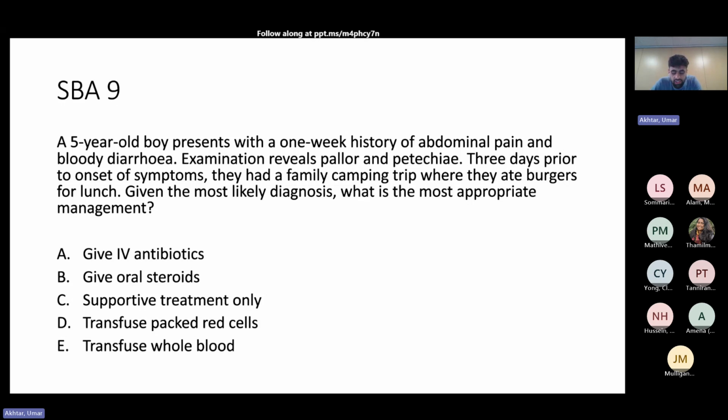What this is basically, is a condition where it's a triad. So there's 3 different parts to it that you need to know. So there's AKI. Now, obviously, you can't tell an AKI from this question, but that's just generally what they might be having. An AKI, microangiopathic hemolytic anemia, so a form of anemia where there's hemolysis, and finally thrombocytopenia as well, which is why the pallor and the petechiae are happening, because of those different symptoms. Okay, and the other clue is the family camping trip where they ate burgers.